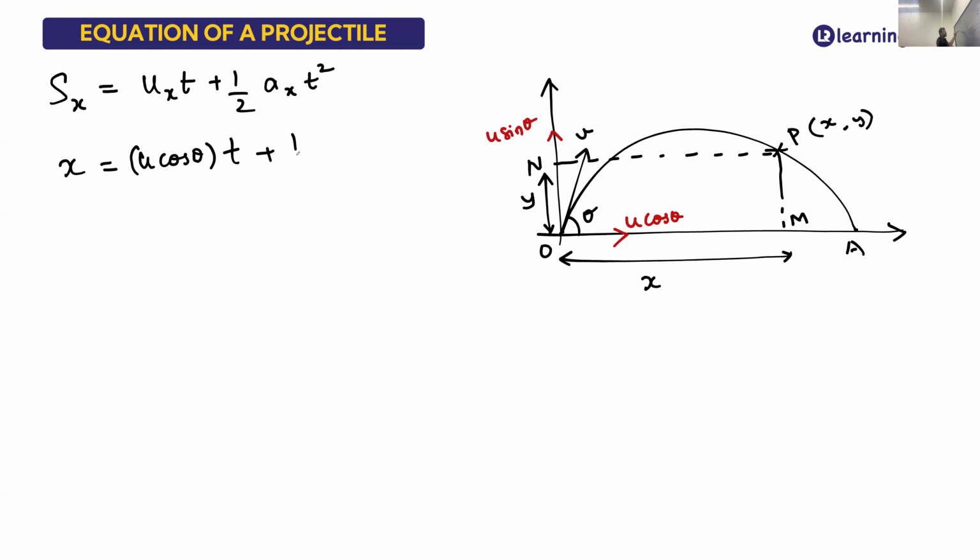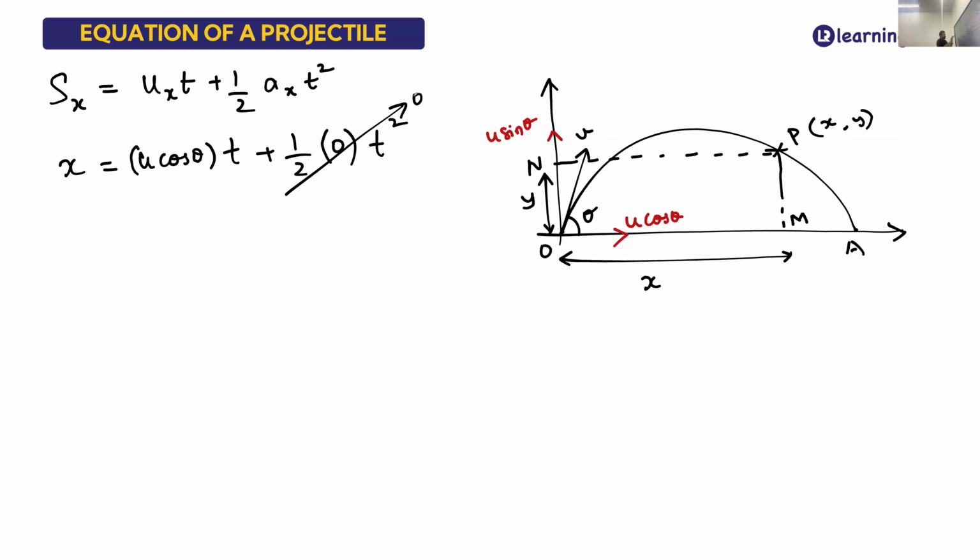Plus half into what is the acceleration of the particle along x direction? 0. The particle is accelerating only along y direction. It is not accelerating along x direction. So half into 0 into t square. So this parameter is going to be 0.